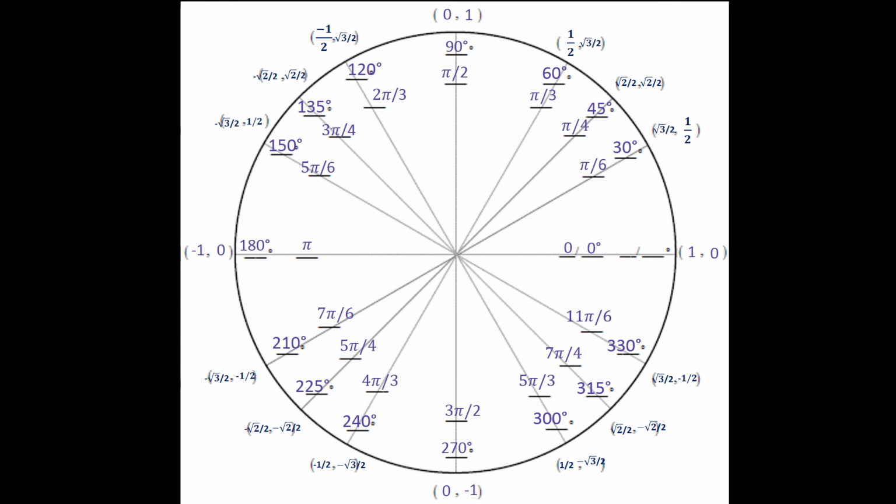The last empty slot in the unit circle is filled with 360 degrees, or 2 pi radians.